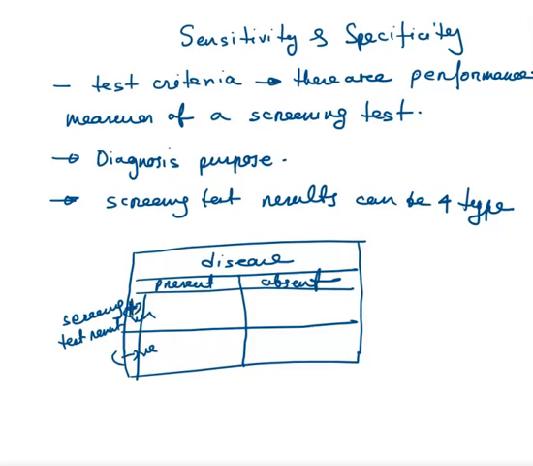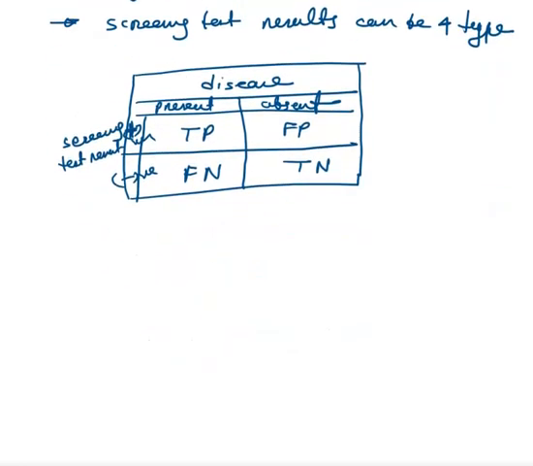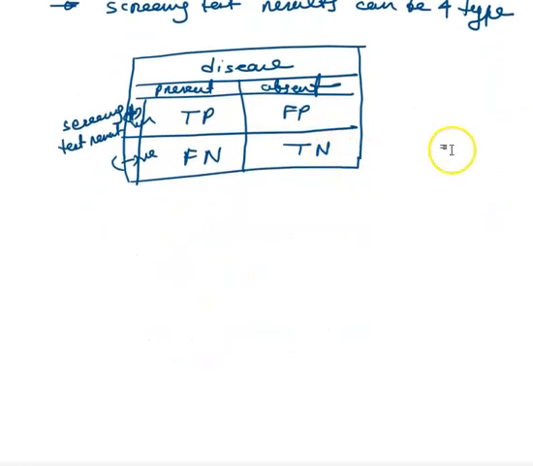So when the screening test result is positive and disease is present, that is true positive. When the screening test result is positive but disease is absent, that is false positive. When the disease is present but test result is negative, this is false negative. When the disease is absent and test result is also negative, this is true negative. So this table actually helps us to calculate sensitivity and specificity. We are going to discuss that a little bit later in the following section.